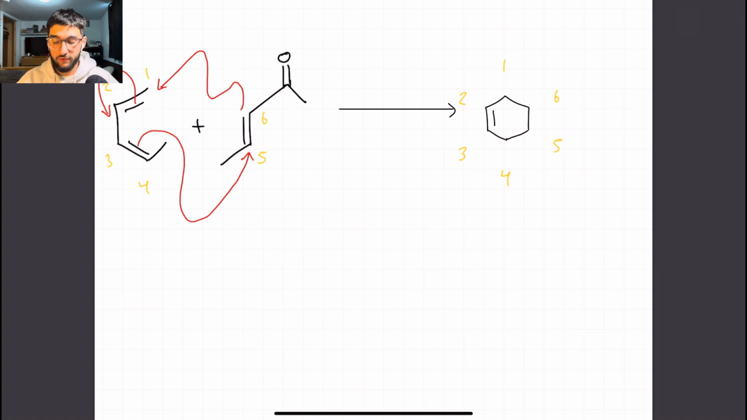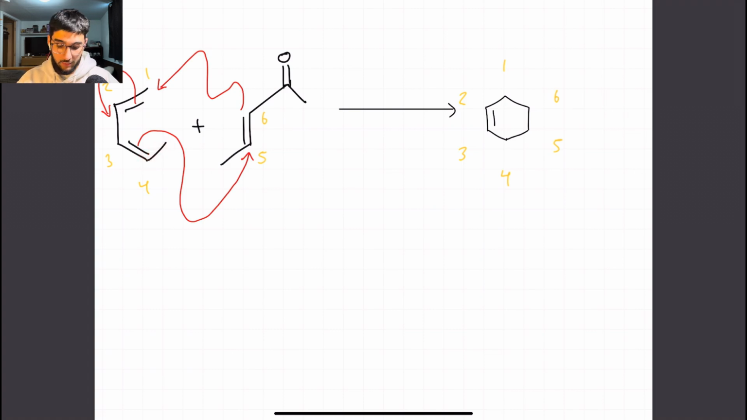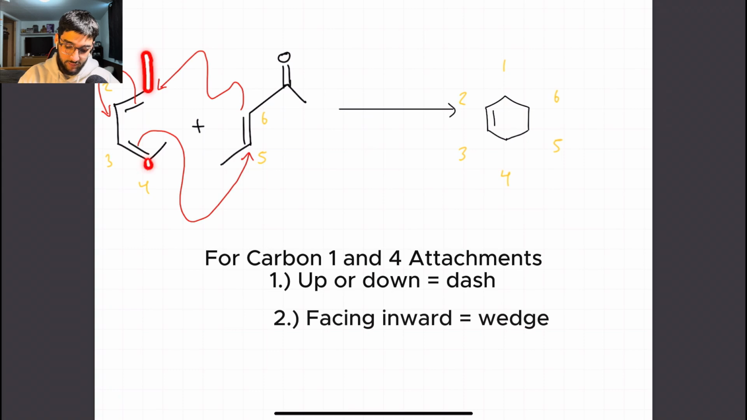Okay, so then from here, we can go in and find our attachments and put them in on the product side. So first, let's start with the diene. So we have carbon 4 with an attachment, a methyl group on it. So from the last example, we learned that if an attachment is up or down on carbons 1 or 4, it's going to be on dash.